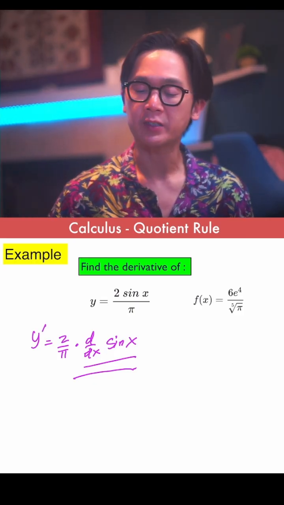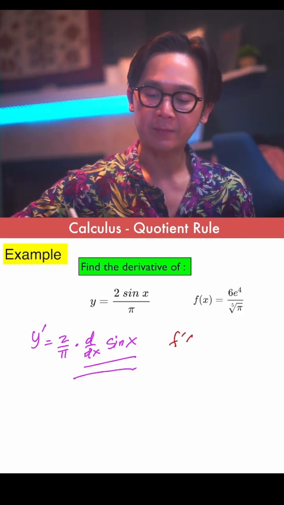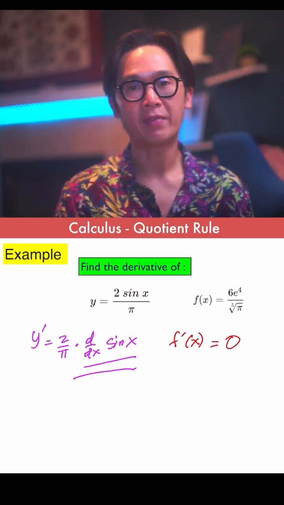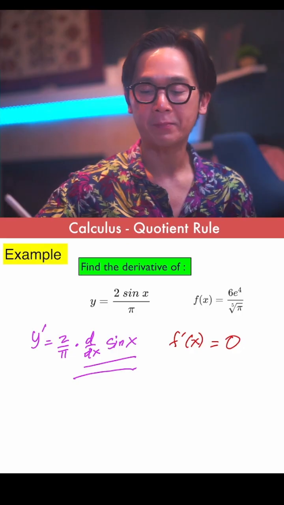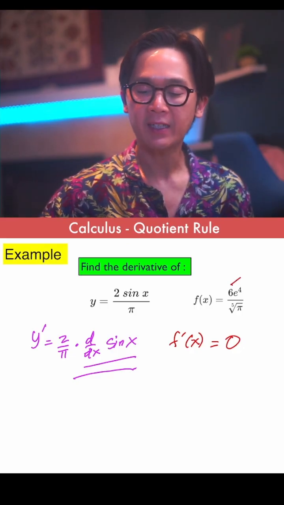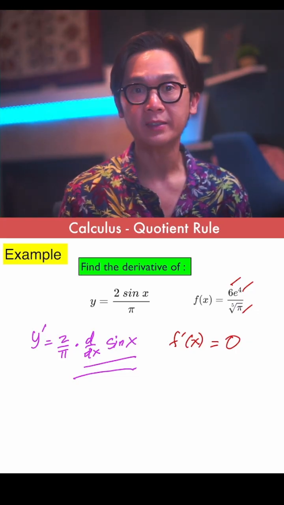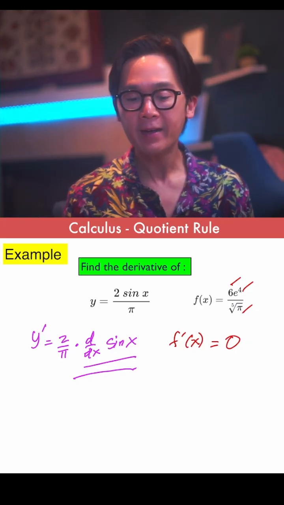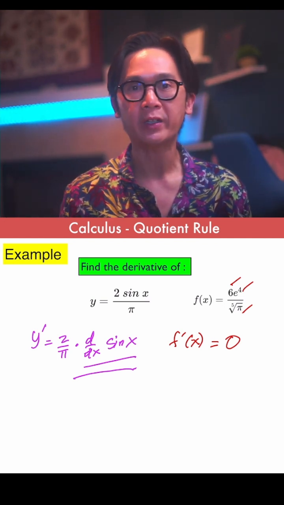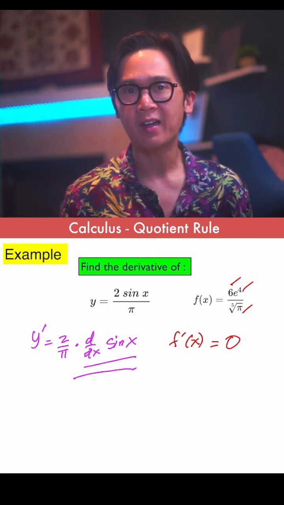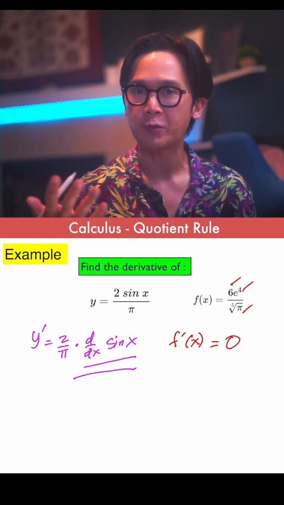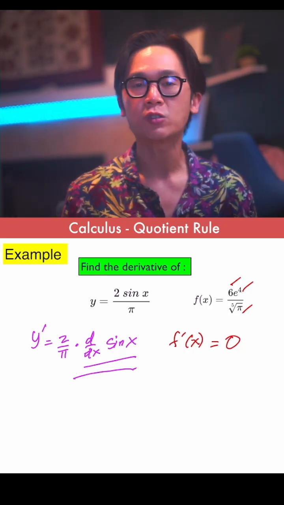And for the second function, f prime of x is simply 0. And the reason why this is 0 is because we know that 6, e to the 4, and fifth root of pi, all of them are constants, and the derivative of a constant in calculus is equal to 0. So again, these two clearly show you that the quotient rule may be used in finding the derivative of these two functions, but if you're just going to use your algebra skills first, it's actually an easy problem to work on.